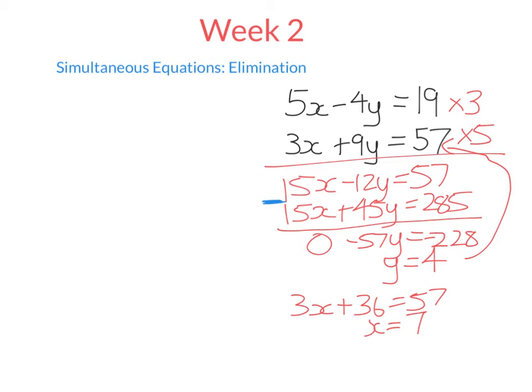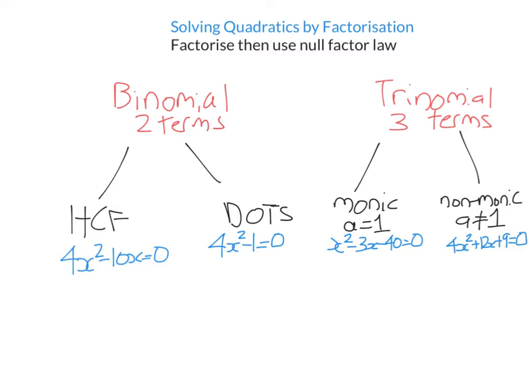All right, let's now have a look at quadratics. So firstly, let's look at solving quadratics by factorization. So all you do is factorize, then use the Null Factor Law. What makes it difficult is that the method we use for factorization changes depending on whether it's a binomial with 2 terms or a trinomial with 3 terms. So for a binomial with 2 terms, you either use highest common factor or difference of 2 squares. So if there is a common factor, you use that.